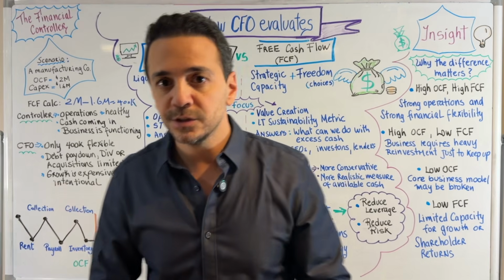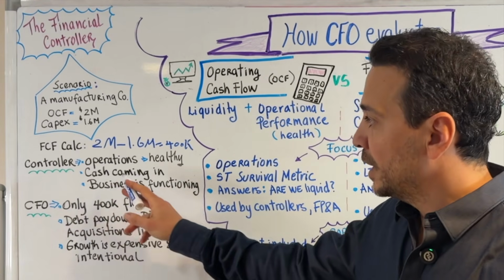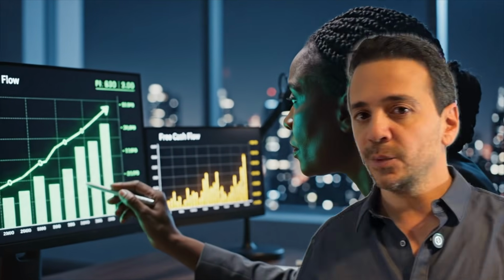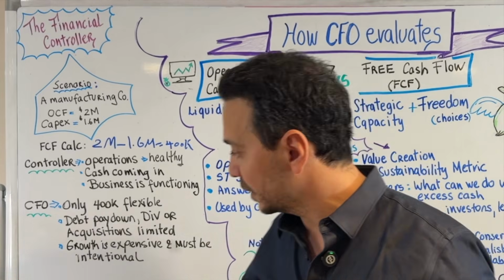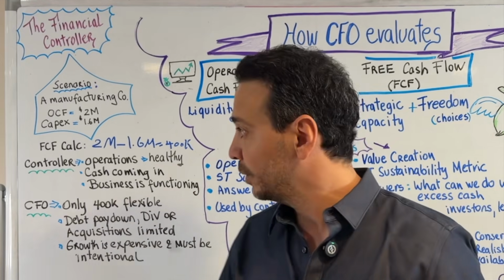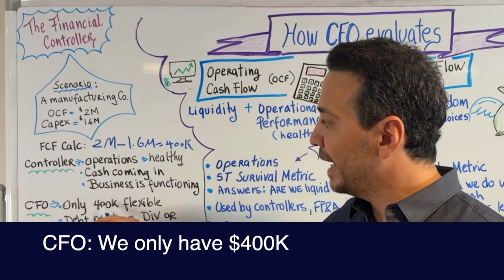Looking at these numbers on the surface, a controller may look at this and say, well, the operations are healthy. We're bringing in $2 million in operating cash flow. This looks great. The cash is coming in and the business is functioning. We're able to collect money from our customers, like we said here, pay our rent, payroll, inventory, and all of our obligations. However, a CFO looks at this and says, we only have $400K.